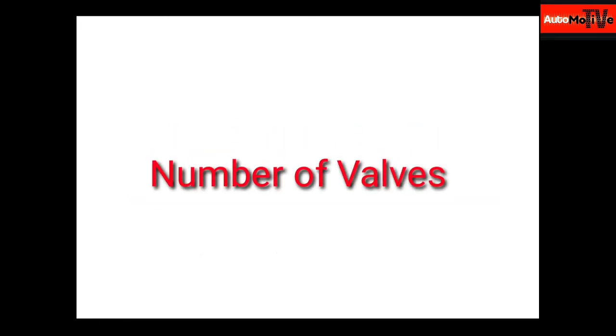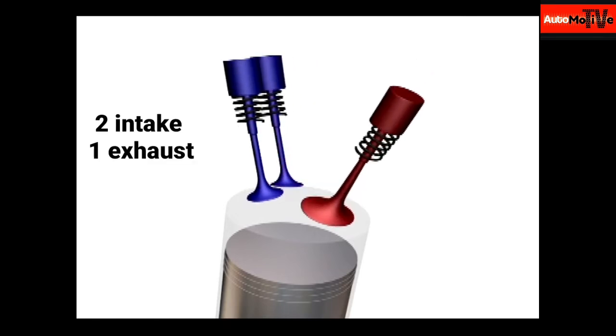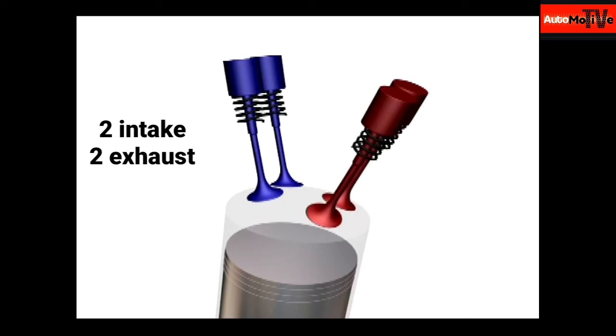The number of valves that engines have varies. Older engines tend to have one intake and one exhaust valve. Some engines have two intake and one exhaust valve. Most high-performance engines use two intake and two exhaust valves.